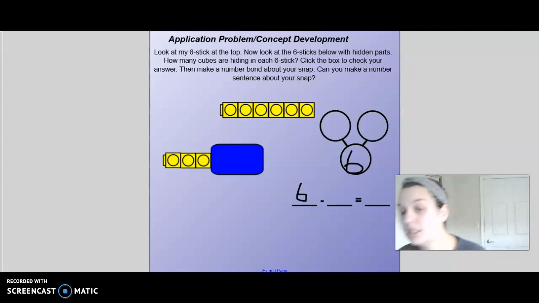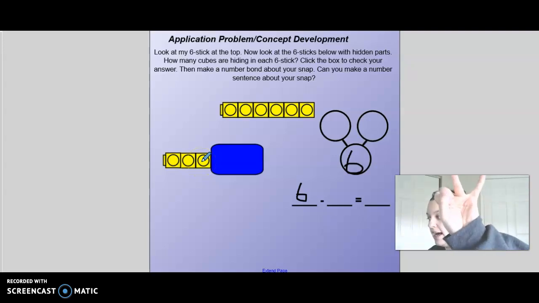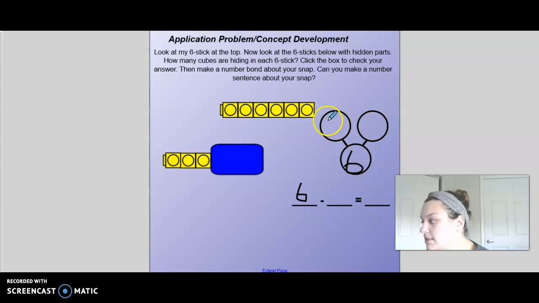Now, there are some cubes hiding. In order to figure out how many cubes are hiding, we're going to count up, but we're going to keep our fingers like this. And we're going to go 1, 2, 3, 4, because I don't have another cube to point to, right? And we have to go all the way up to 6. So 4, 5, 6. So how many are hiding? 3. Very good.